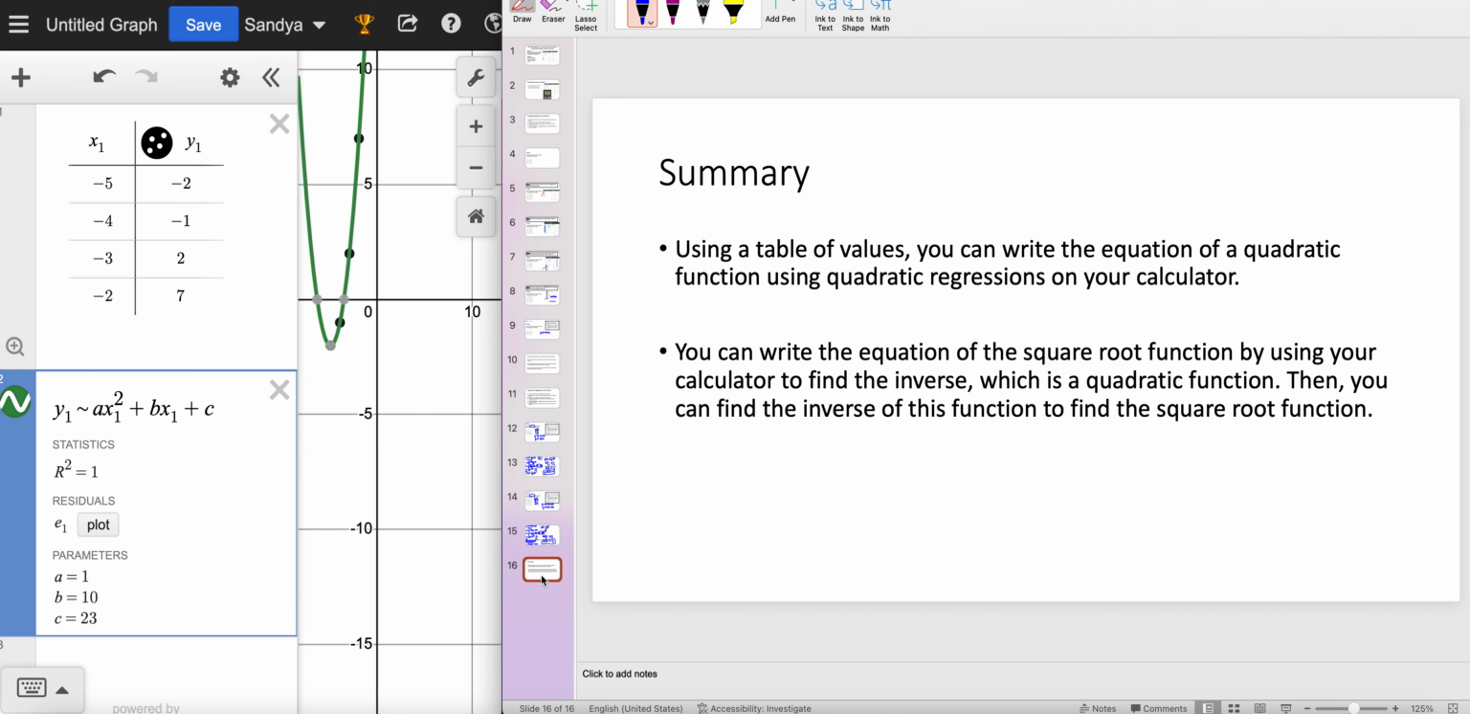So in summary, remember that using a table of values, you can write the equation of a quadratic using quadratic regression on your calculator. You can write the equation of a square root function by using your calculator to find the inverse, which is a quadratic, and then you can find the inverse of this function to find the square root function.